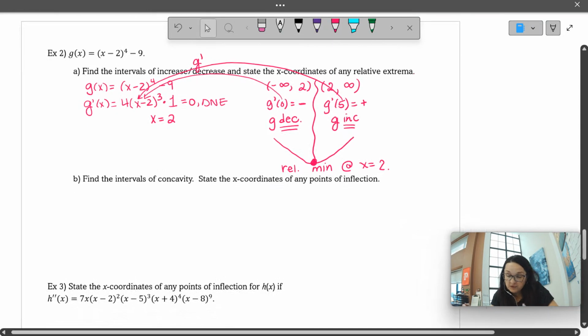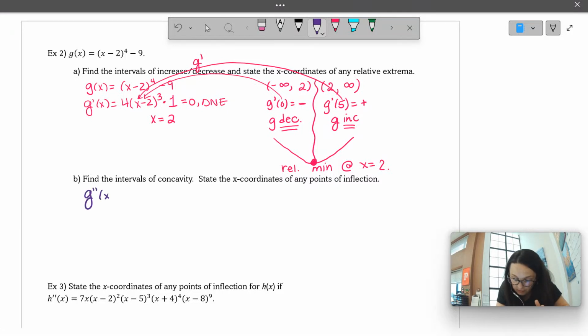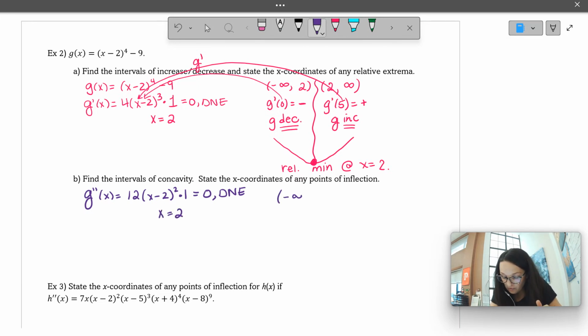Then the next part says find the intervals of concavity. So if I want concavity, I need G double prime. So G double prime, it's going to be another chain rule, 12 times X minus 2 squared times 1. Equals 0 or doesn't exist, but it always exists, and it equals 0 at 2 again. So from negative infinity to 2, it has a concavity. From 2 to infinity, it has a concavity.